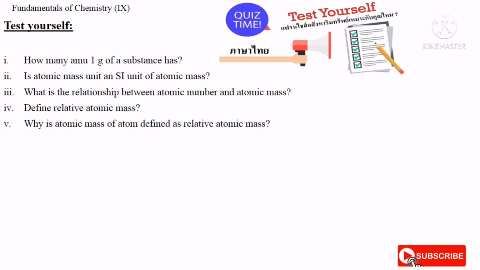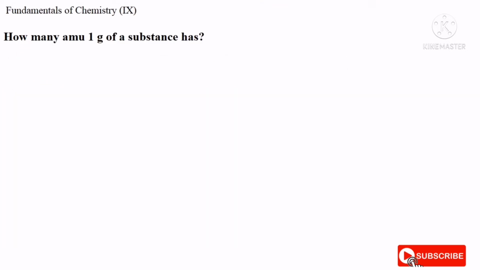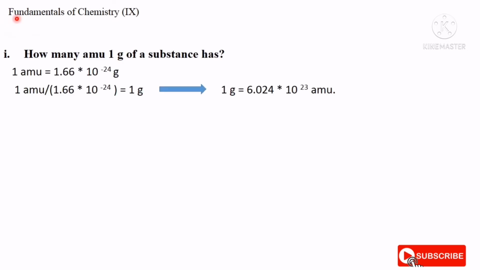Now the quiz time. You have some questions, you know the answers to all of them, but you have to just write down your answers to these 5 questions. Question number 1: how many AMU does 1 gram of a substance have? It means we have 1 gram of a substance and we have to convert it into atomic mass unit.